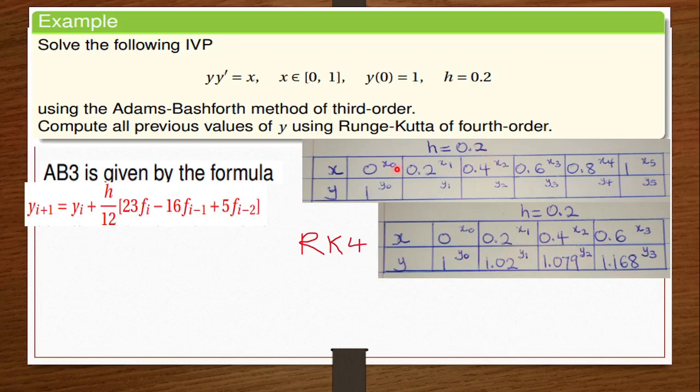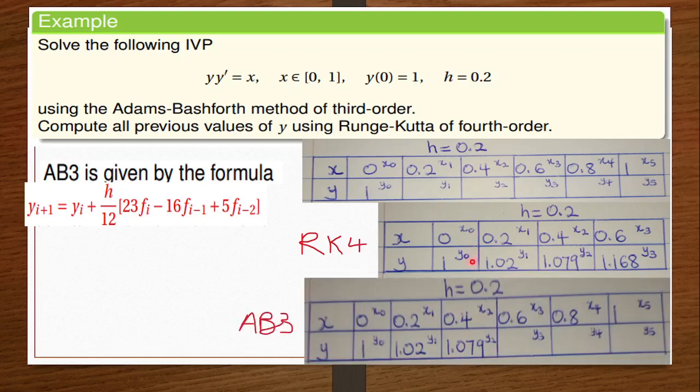You can see that the Adams-Bashforth has 6 places: 1, 2, 3, 4, 5, 6, up to y5. So if I take the first three from Runge-Kutta, then I'm going to do the remaining three. Adams-Bashforth is going to take the three from Runge-Kutta, that is y0, y1, and y2.